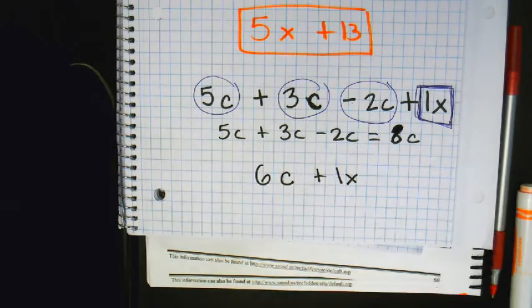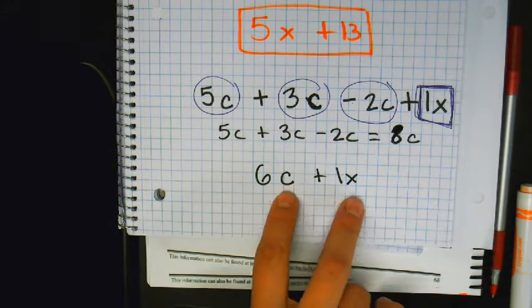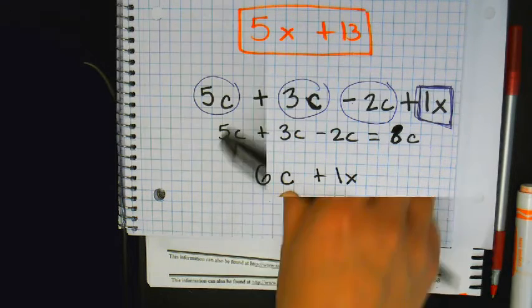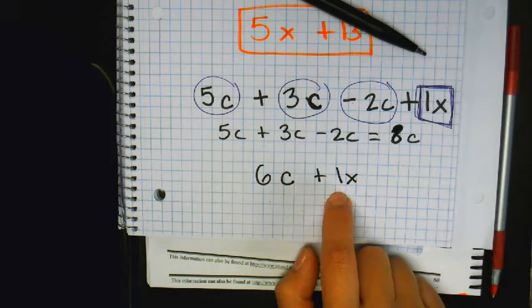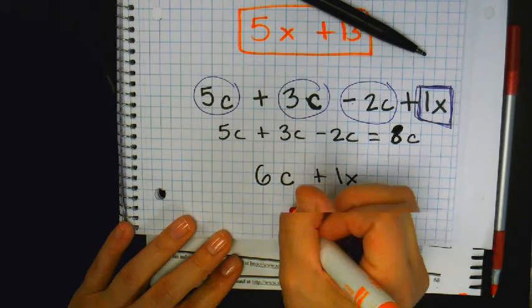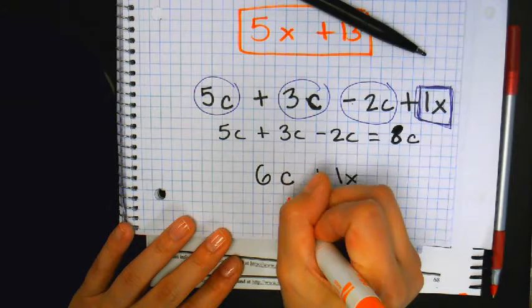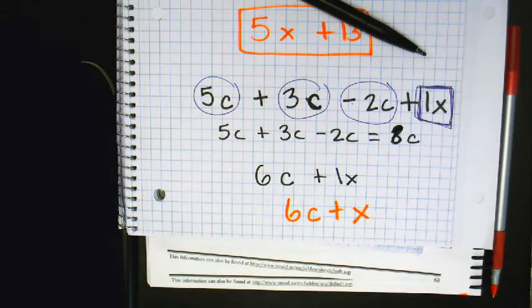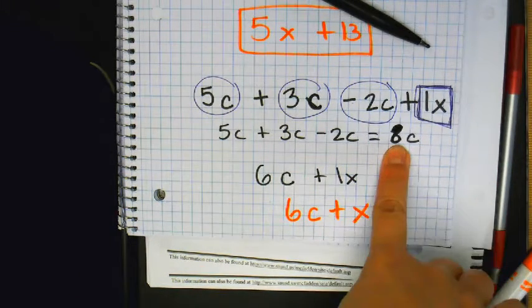In algebra, if you have more than one variable, you put them in alphabetical order. Okay? See the 1c and the 1x? Your final answer would actually be written as 6c plus 1x. Wait, is that an 8 or an x? That's a 6.